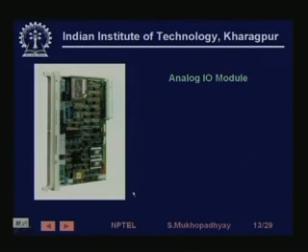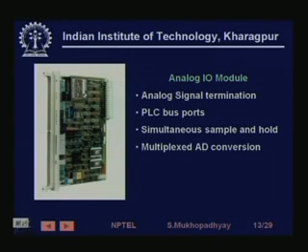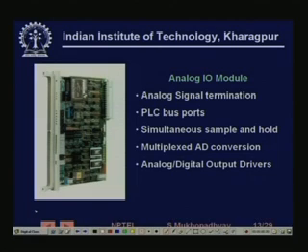So, let us have a look at some of these pictures. For example, this is how a typical analog IO module looks. Let us see what it contains. You will find some analog signal terminations probably here, and some bus ports probably here, difficult to see this. Inside, this is an analog module, so it supports several channels.